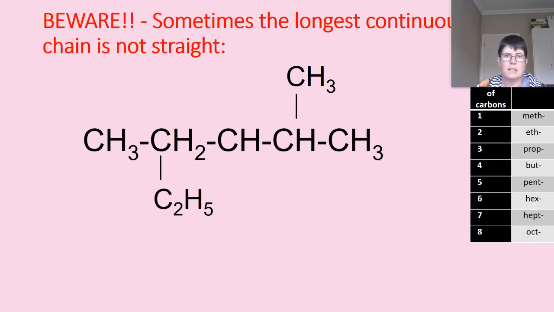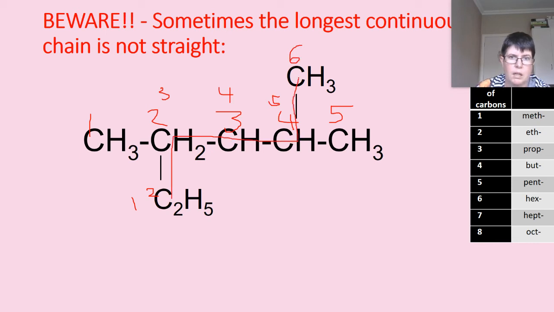Okay, this is an example of where the branches start to get a little bit more complicated. So if we look at 1, 2, 3, 4, 5, we can get a 5-carbon chain that way. But if we count from here, 1, 2, we've got 2 there, 3, 4, 5, 6. So if we go along here, then we can get a chain of 6. And so that would be our parent group. So this is actually a hexane molecule. I'm just going to rub out those numbers.